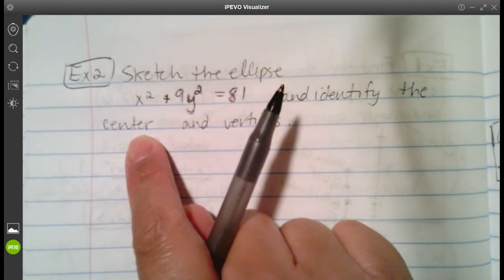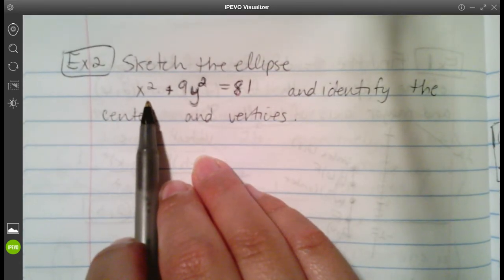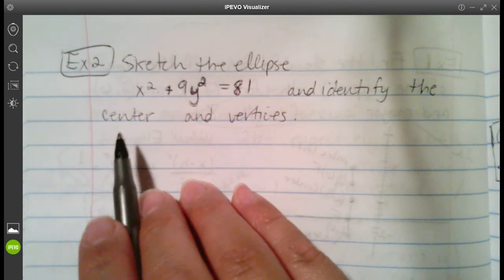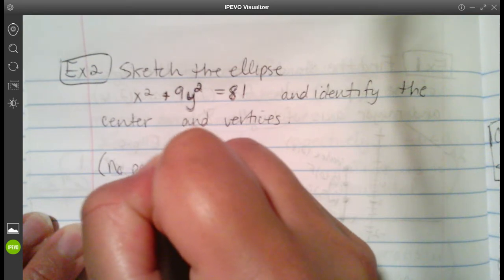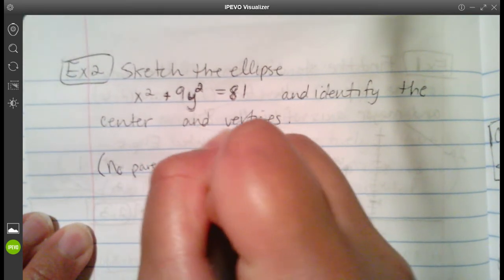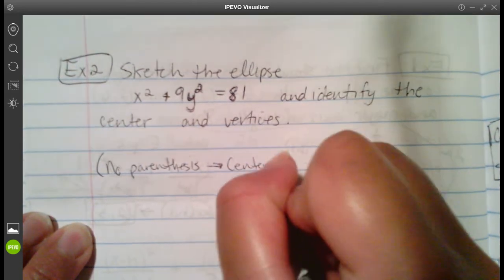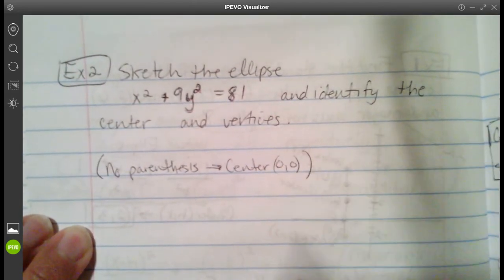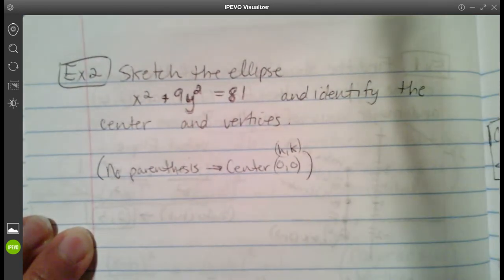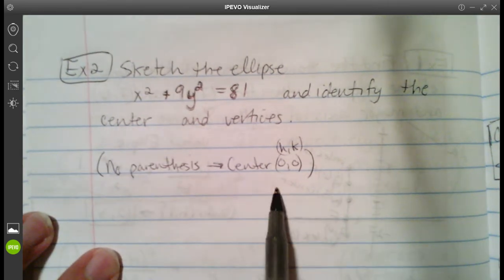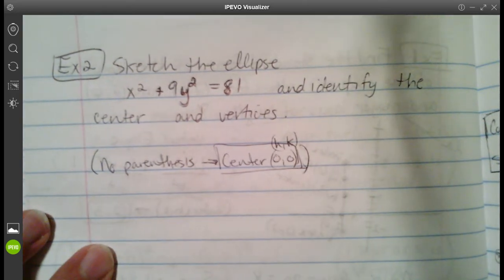To find the center, that's usually going to come from here. Just by looking at this, I can see that there are no parentheses. So my center is just (0, 0). If you want to make a note for yourself, we have no parentheses, which tells me the center is (0, 0). We already have H and K, which we need for the center. So we're done with one part. Yay.